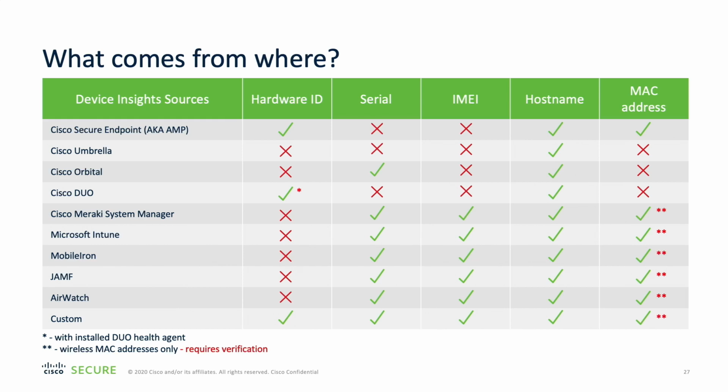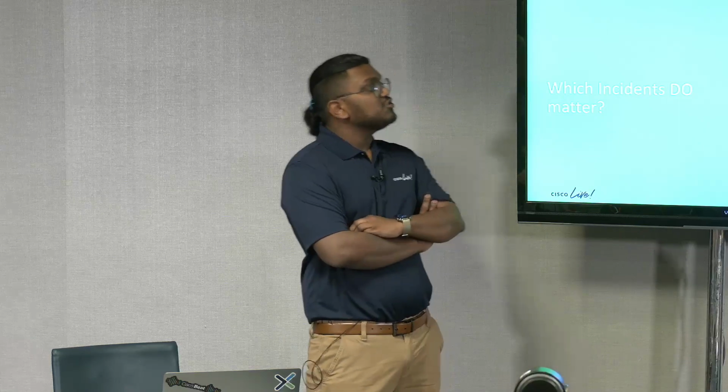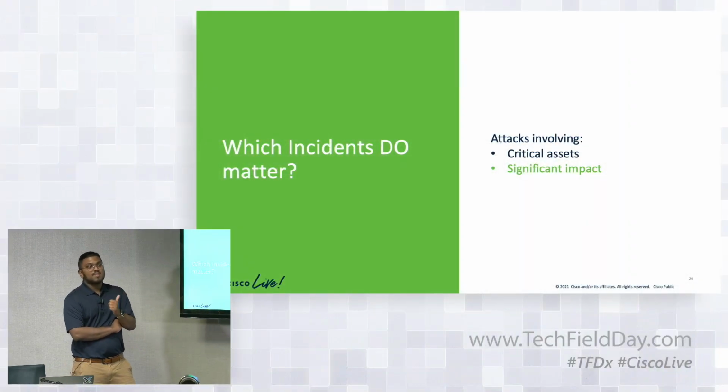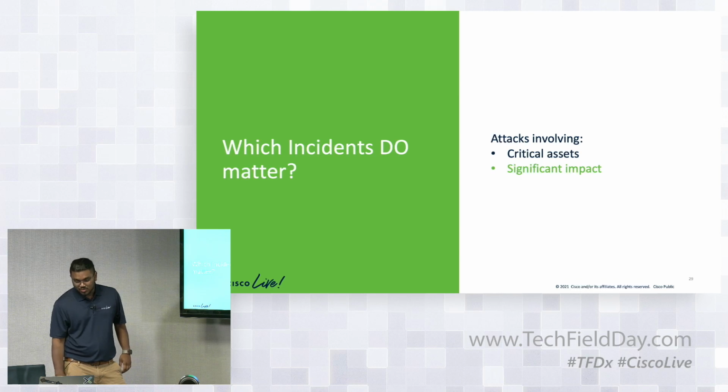The Duo Health Agent, Duo provides a lot of data. We just saw the Duo session earlier. So, high priority incidents. Which incidents do matter, right? Now we just talked about how to find your critical assets, which assets matter in Device Insights. But what about the impact, the potential level of breach on these alerts that you get from your tools?